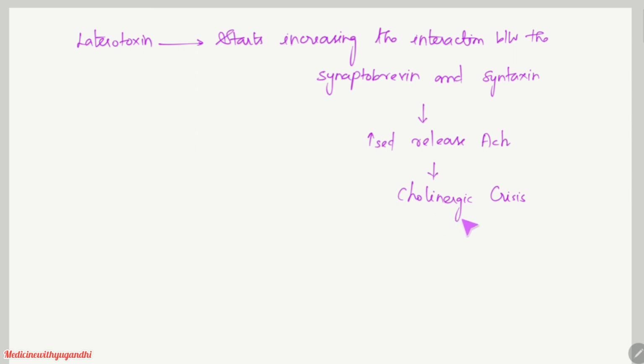You know what happens during the cholinergic crisis: most of the parasympathetic activities will be increased and some of the sympathetic activities will also be increased. Parasympathetic activities like increased micturition due to bladder contraction, then increased bowel movement that leads to defecation, increased sweating, then bradycardia, bronchoconstriction, etc. This latrotoxin leads to the cholinergic crisis.